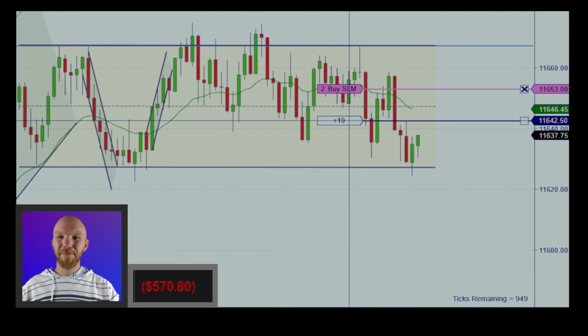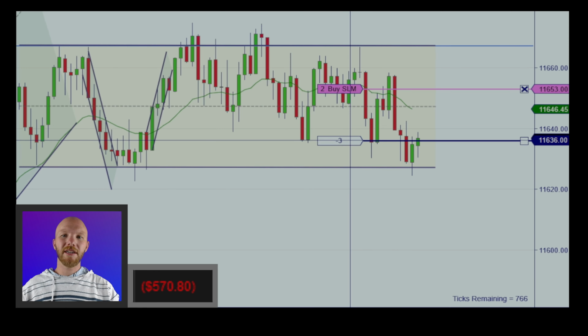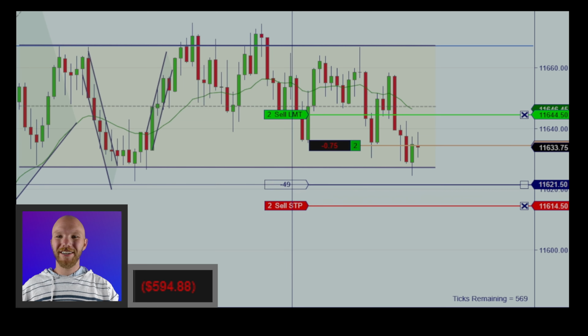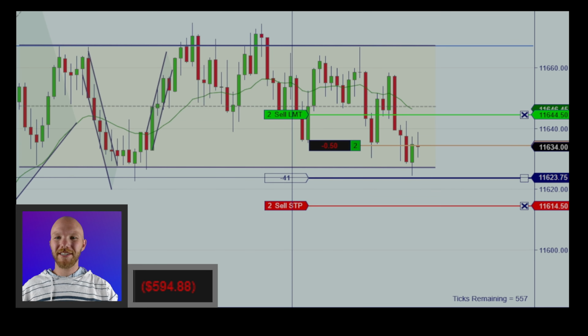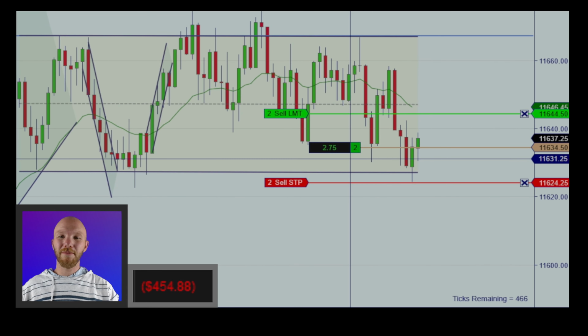Barely, but good enough for me. I'm gonna see if I can sneak this back a little bit, trying to get a better entry on this. There we go. Hopefully get a better entry here. Cool, and we are long. Got a nice entry, moving my stop up, and hopefully we can start chipping away at the losses from earlier.